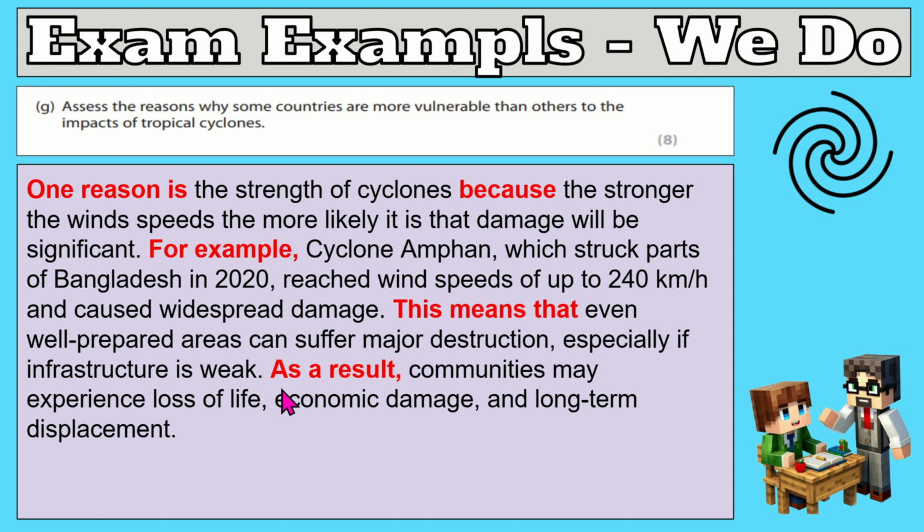As a result, communities may experience loss of life, economic damage, and long-term displacement. At this point, you've got so much that you can potentially write about. If you're not writing about the same as me, it's absolutely fine, okay? But does it feel like, am I developing on what I'm saying? Am I connecting different ideas like communities, loss of life, the economy, refugees? Like, am I bringing in these things? Okay, then as a result, we then finish with however.